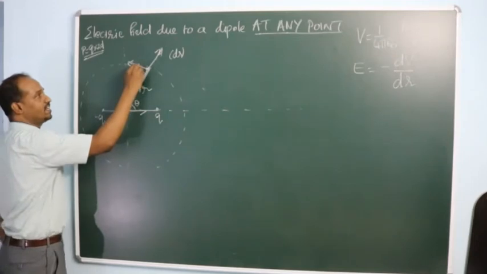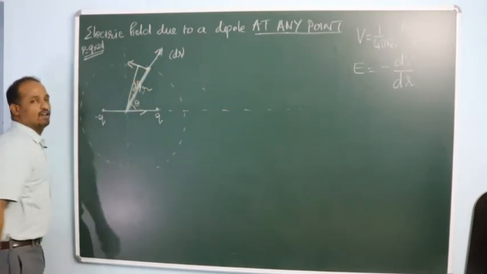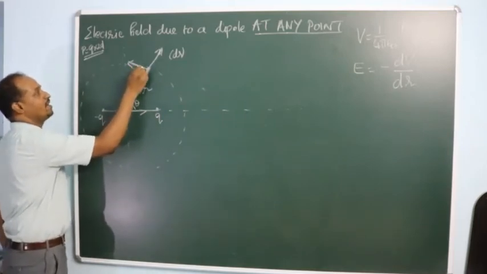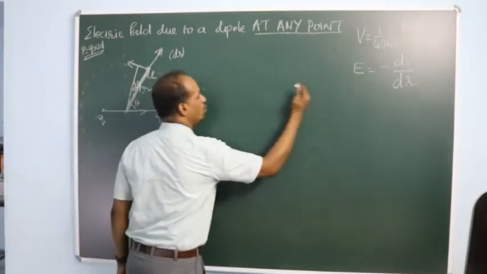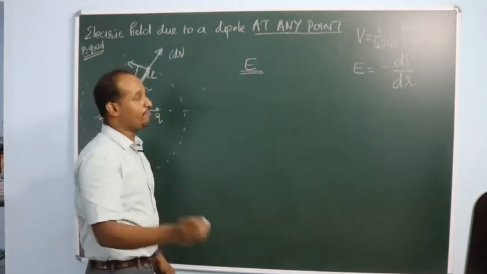Here, if this is theta and you move through a small angular displacement d theta, there is a change in distance over here. Let me call that distance dl. Now based on these two, you can write the electric field as a potential gradient in two different ways.